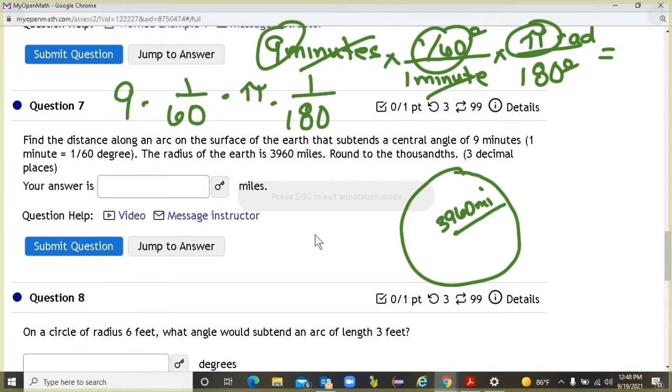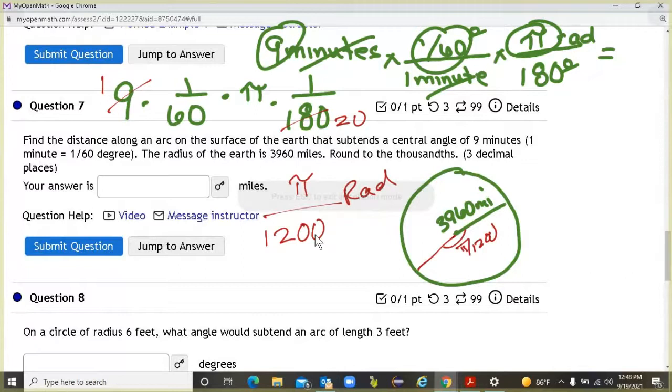So we can actually cancel this, reduce this down a little bit. So the 9 and the 180 would make a 20. So we have pi over 6 times 2 is 12 with 2 zeros. So here is the angle in radians. So I don't really know where that is. Let's just pretend like it's right there. So this is pi over 1200, and we're trying to find the length of this arc.